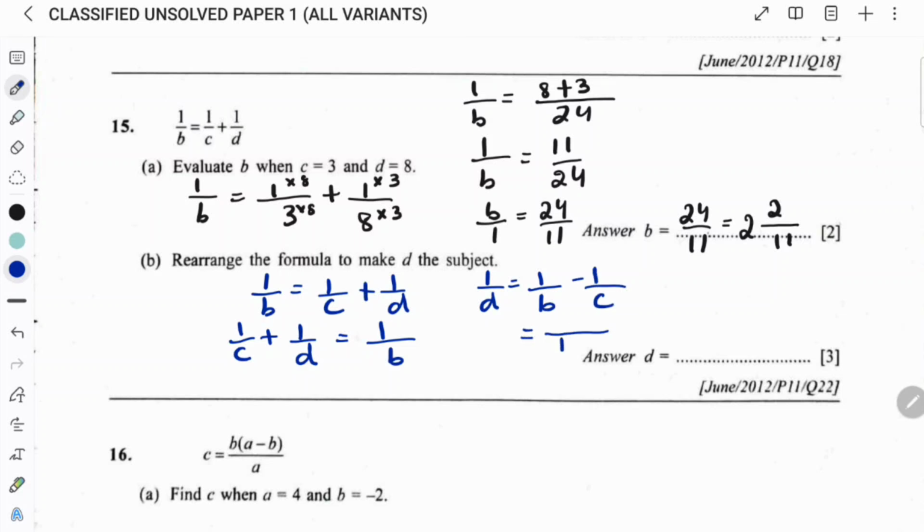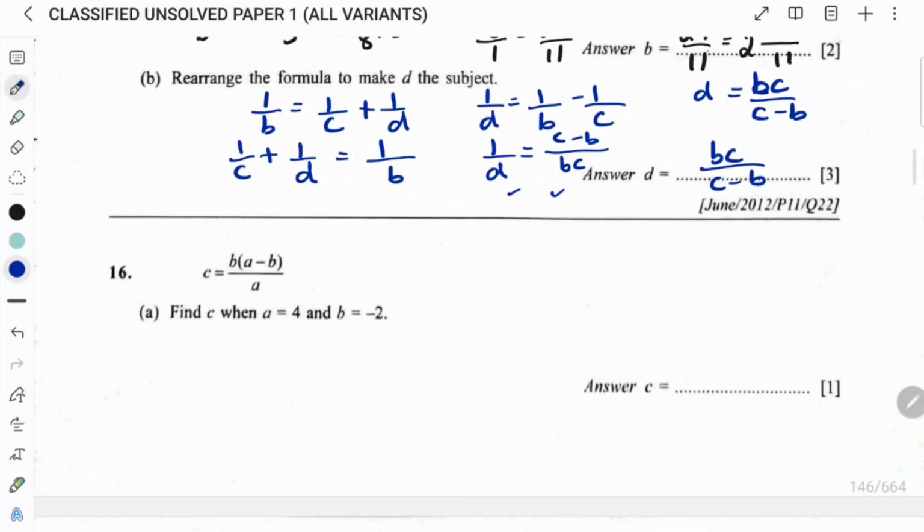Take out the LCM. bc is the LCM. So (c minus b) upon bc is 1 upon d. Just take the reciprocal of both sides, because a single fraction is there on both sides. If a single fraction is there, then you can do it like this. So d over 1, which is d, is equal to bc upon (c minus b). We just took the reciprocal of both sides. So bc upon (c minus b) is the answer for this question.